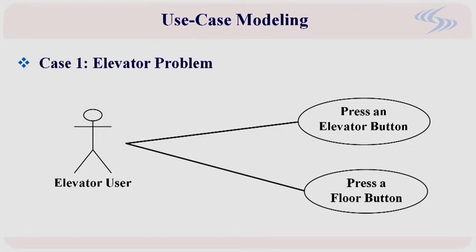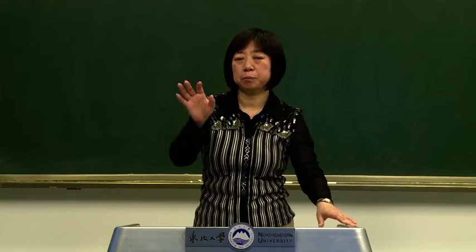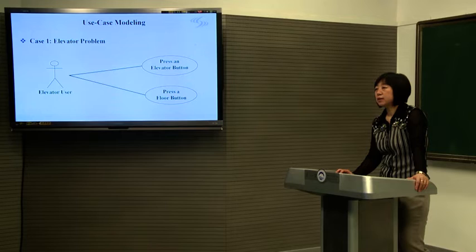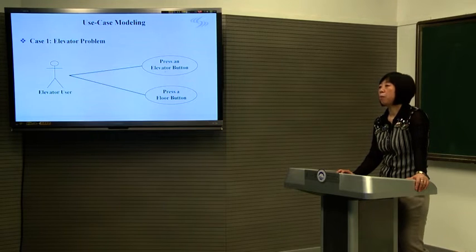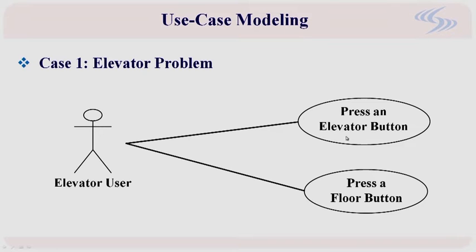Well, actually, we find that it is very easy to interact with an elevator system. And the elevator user just presses some buttons. Press an elevator button or press a floor button. Elevator button means the button inside the elevator. And the floor button means the button on each floor. Although the elevator system is quite complex, the use case diagram is really very simple.